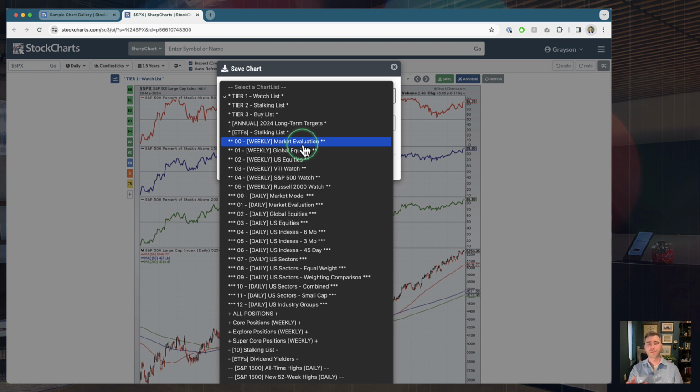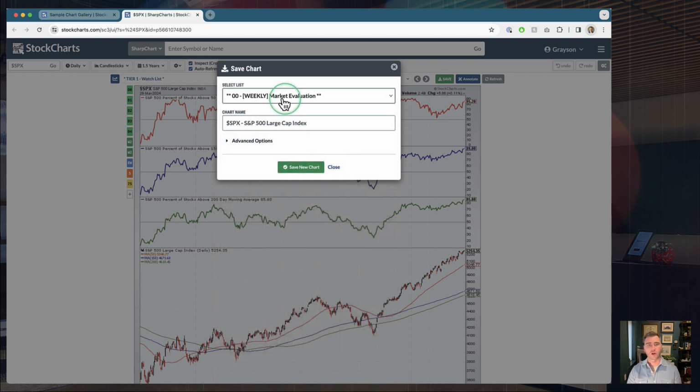So I would recommend setting up a chart list, call it market evaluation or whatever makes sense to you. And from there, you can select that chart list here and save this chart directly to your own account. That's going to make it easy for you to pull up at any point in the future. You don't actually have to go through that sample chart gallery. Again, this is a chart that you can take with you. You can use this in your own process, in your own account, save it to a chart list in your own account, and you'll be off to the races.